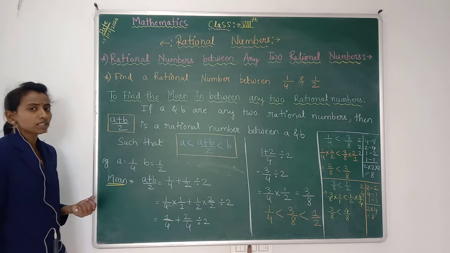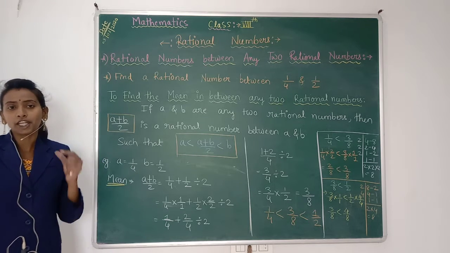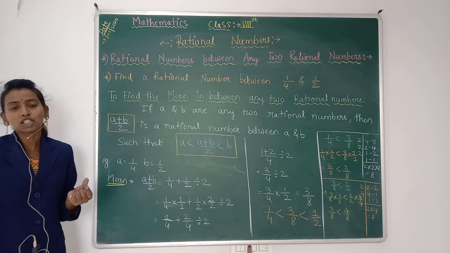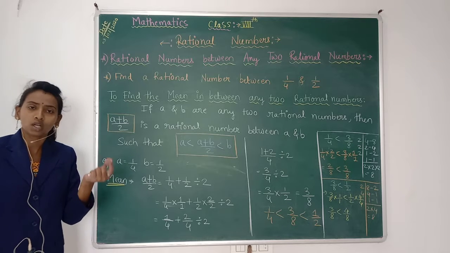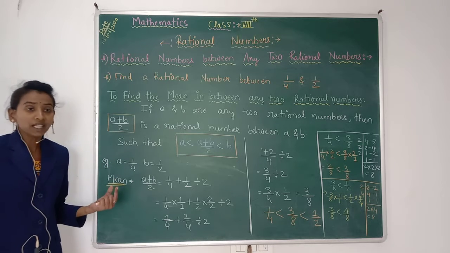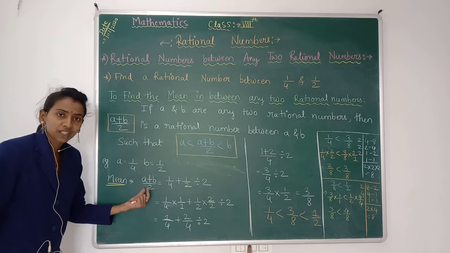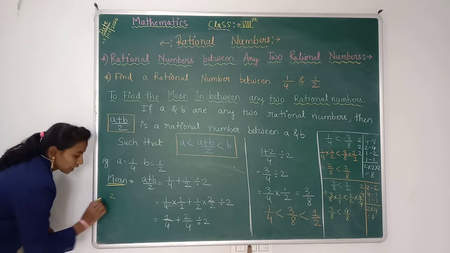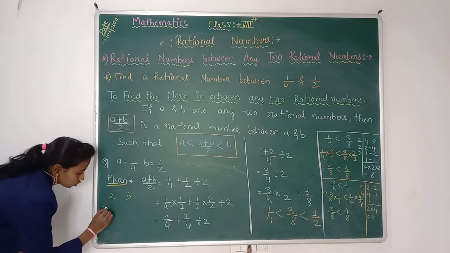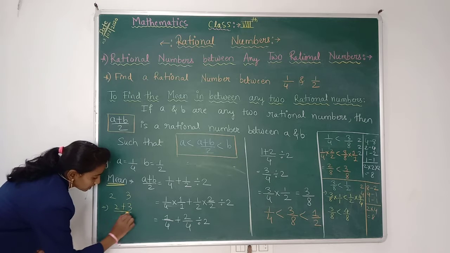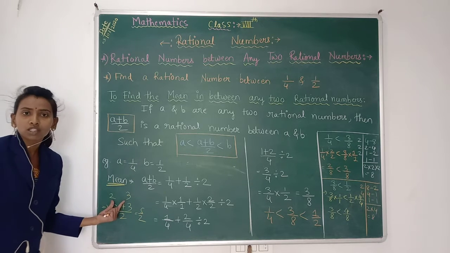So see students, while finding the mean between any two numbers, not only rational numbers, take any two natural numbers, whole numbers, or integers. The mean is: you add these two numbers and divide by 2. That is called the mean. Suppose you take 2 and 3. To find the mean in between these two, you add these two numbers and divide by 2, which means 5 by 2 comes in between these two also.